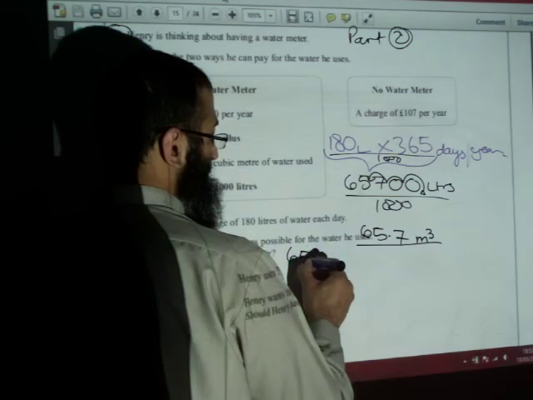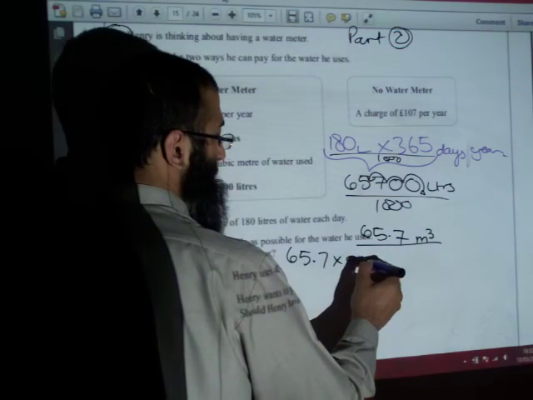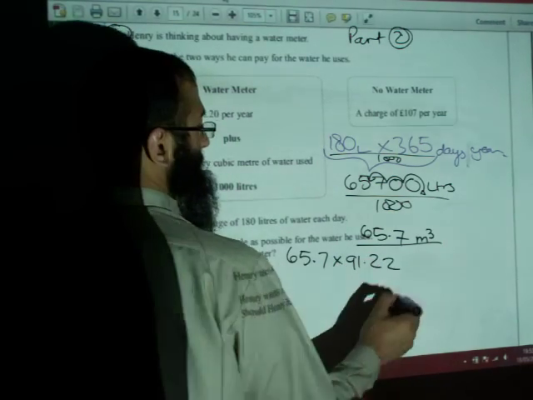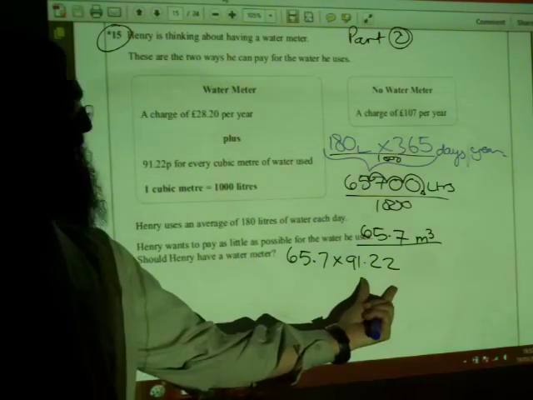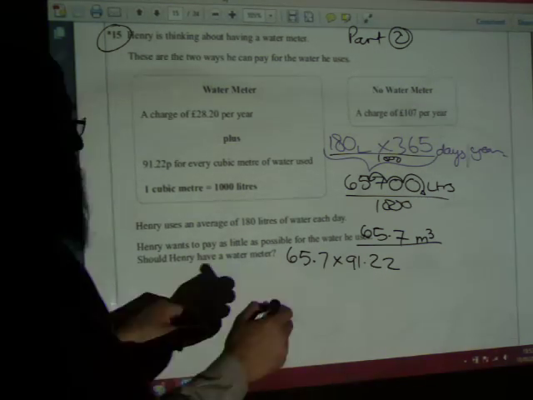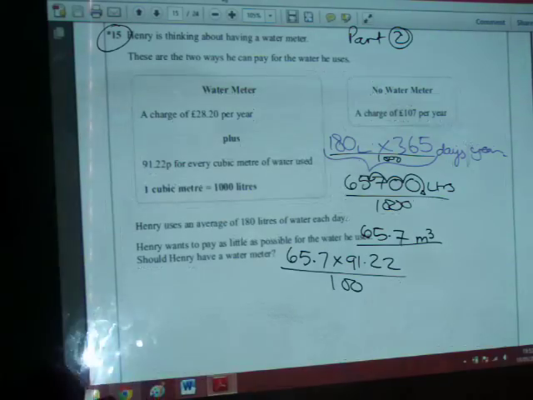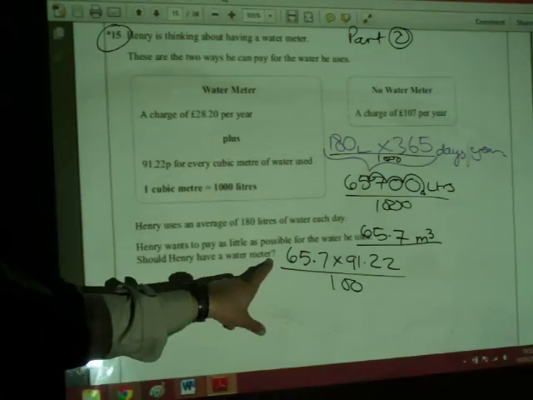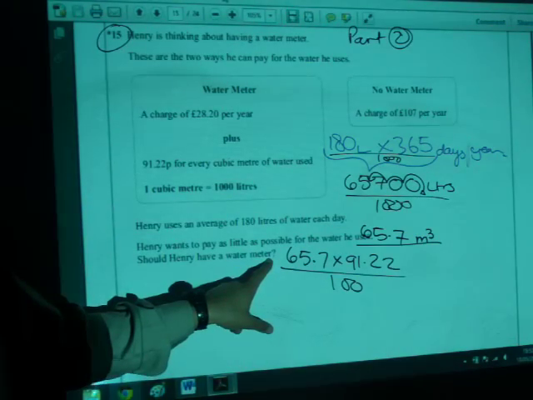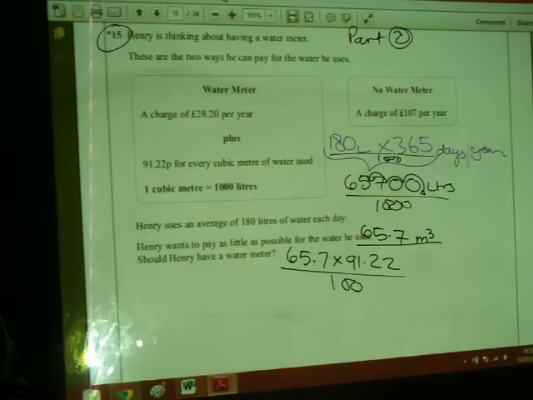So 65.7 times by 91.22. Now remember, this is the unit charge in pence, isn't it? If you want to change into pounds, you have to divide the answer by 100 to convert the answer into pounds. So can you do the calculation for me now, please? 65.7 times by 91.22 and then divided by 100.